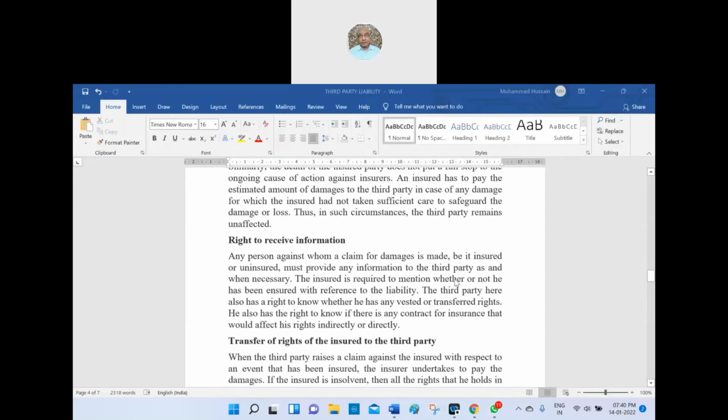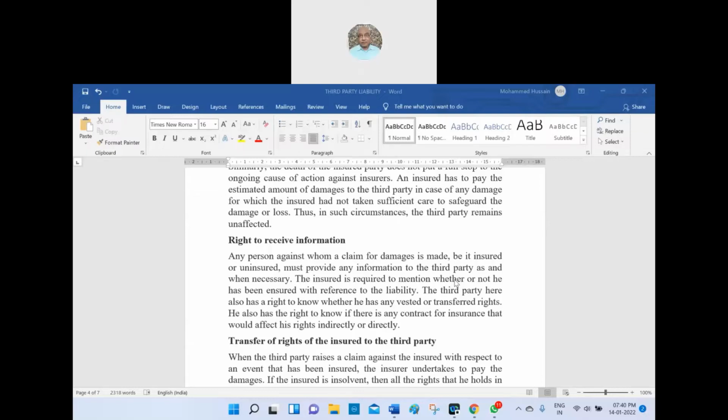So, the right to receive information. Any person against whom a claim of damage is made, whether insured or uninsured, doesn't matter, must provide any information to the third party when necessary. Suppose the vehicle is uninsured. Can't you bring it to the notice of the police station? The insured is required to mention whether the vehicle is insured or not insured.